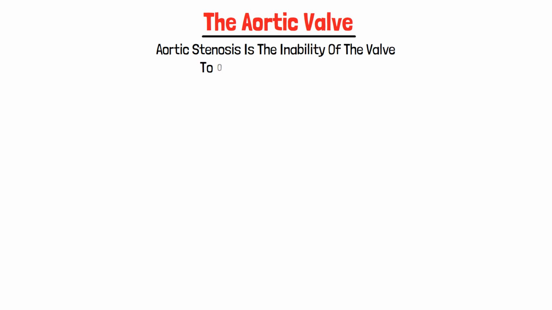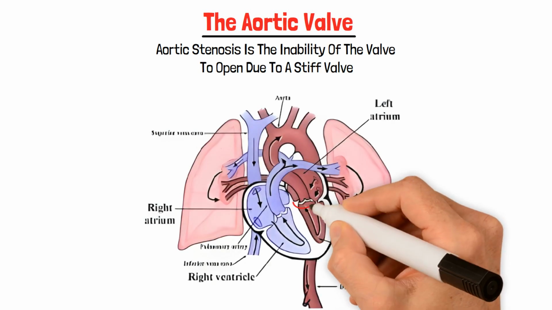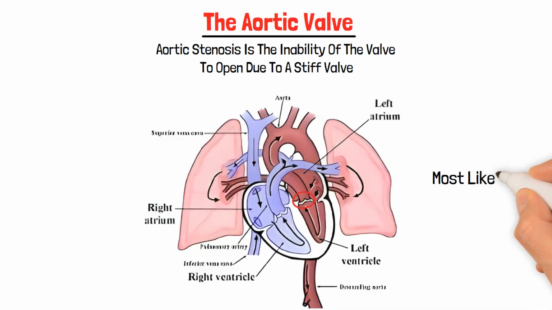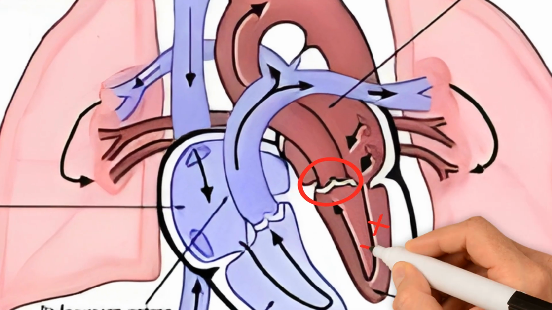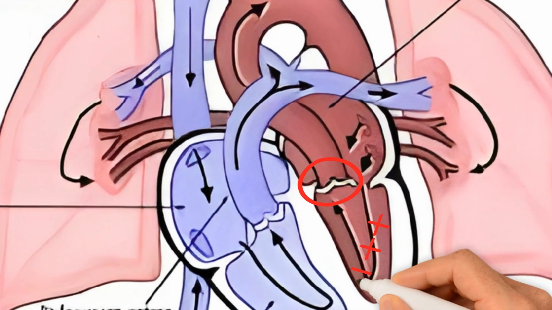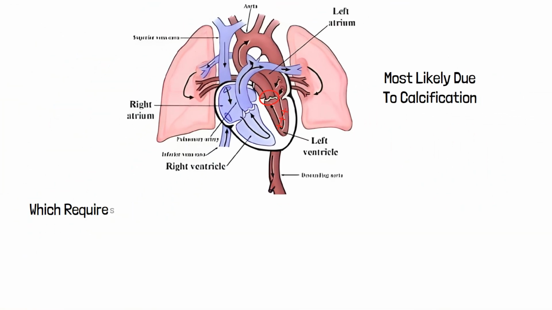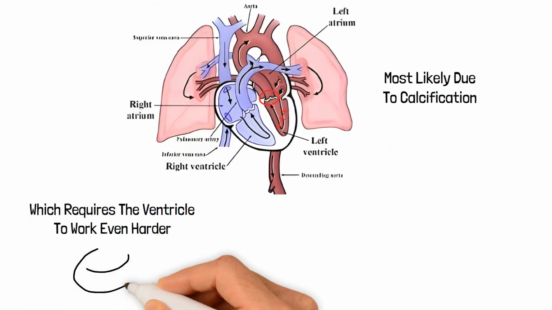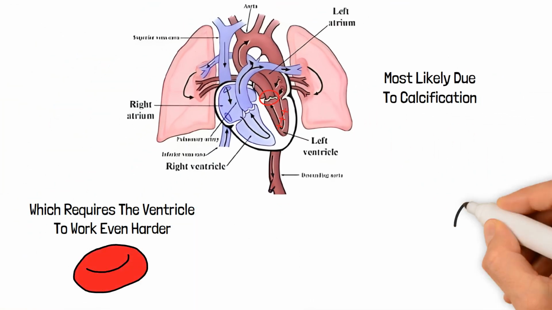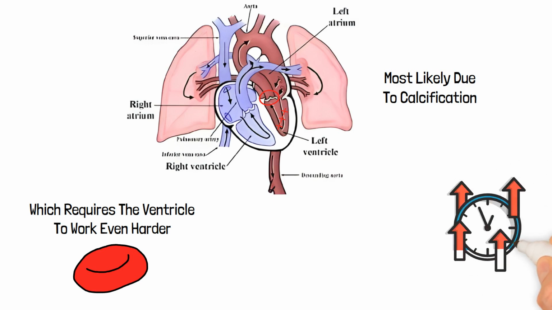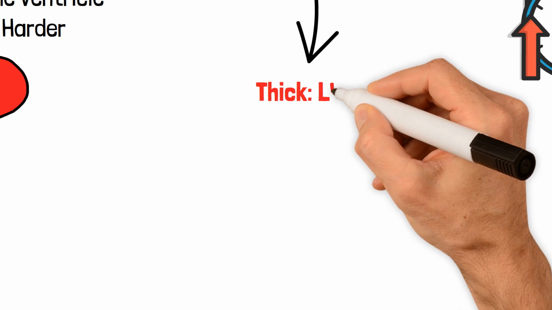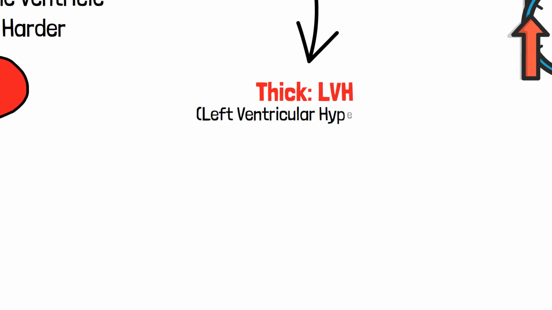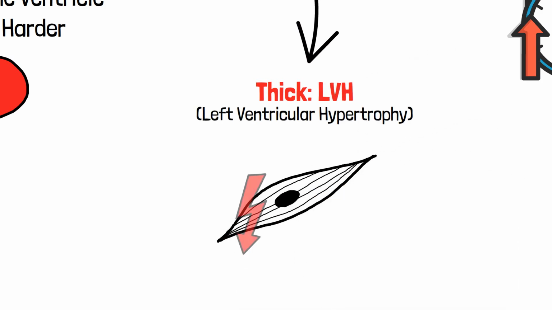Aortic stenosis is the inability of the valve to open due to a stiff valve, most likely due to calcification. To overcome a stenotic valve, we will see an increase in pressure buildup in the left ventricle, which requires the ventricle to work even harder to push blood through. This exertion of the ventricle over time causes the ventricular muscle to grow, get thick, also known as LVH, left ventricular hypertrophy, and decrease muscle compliance.